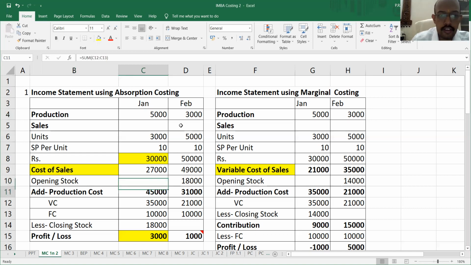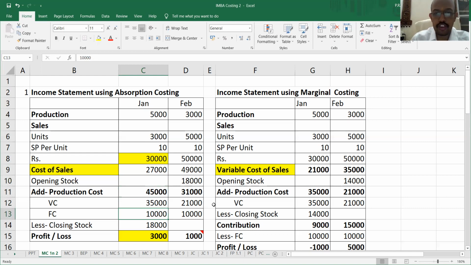In the same month we will have production cost, where the variable cost, I hope you remember, was 7 per unit, and here we are producing 5,000 units. So basically it will be 5,000 into 7, that is 35,000 rupees. So variable cost comes to 35,000 rupees. Fixed cost was mentioned to be 10,000. When I add the variable cost and the fixed cost, it comes to 45,000 rupees.